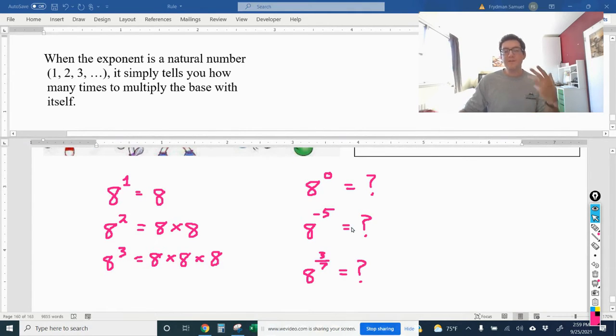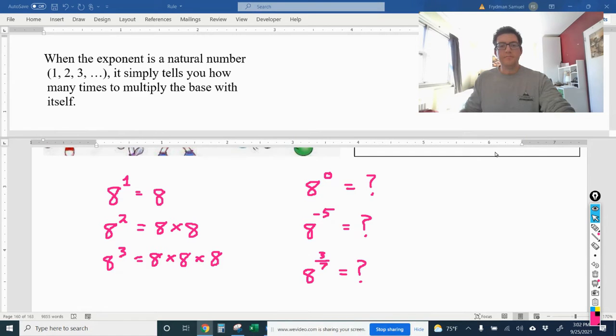We're going to be inventing rules for what happens if we take a number and we raise it to the power of 0, or to a negative exponent, or to a fractional exponent. While we're doing that, we need to make sure that the new rules that we come up with are consistent with the rules we already learned in the last video.